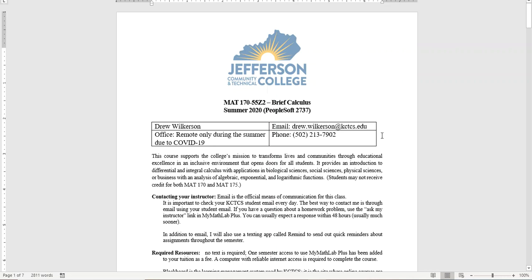Please access whichever file you find most readily available to you or accessible. At the top of the course syllabus is contact information. Please keep in mind that due to restrictions because of COVID-19, I am only available remotely during the summer and will not be in my office for the duration of the summer. In-person meetings will not be possible this summer. My email address is drew.wilkerson@kctcs.edu. I have also listed my phone number, but again, I will not be in my office this summer, and you will only be able to leave a voicemail message. I highly recommend that if you need to get in touch with me, that you utilize email.